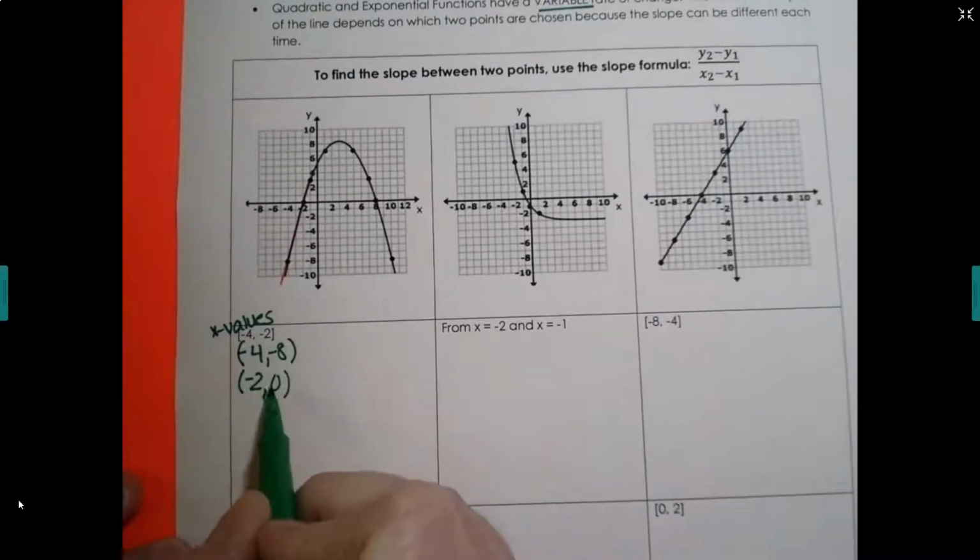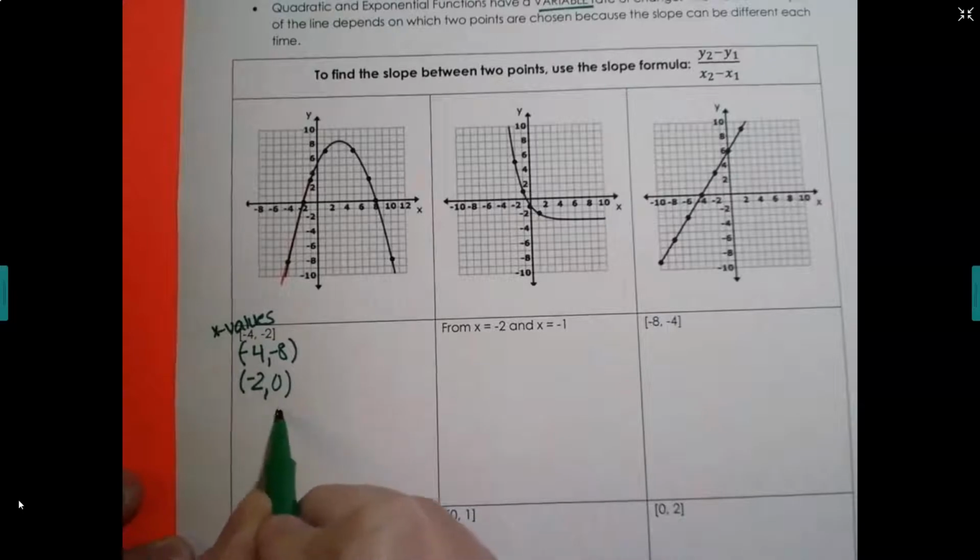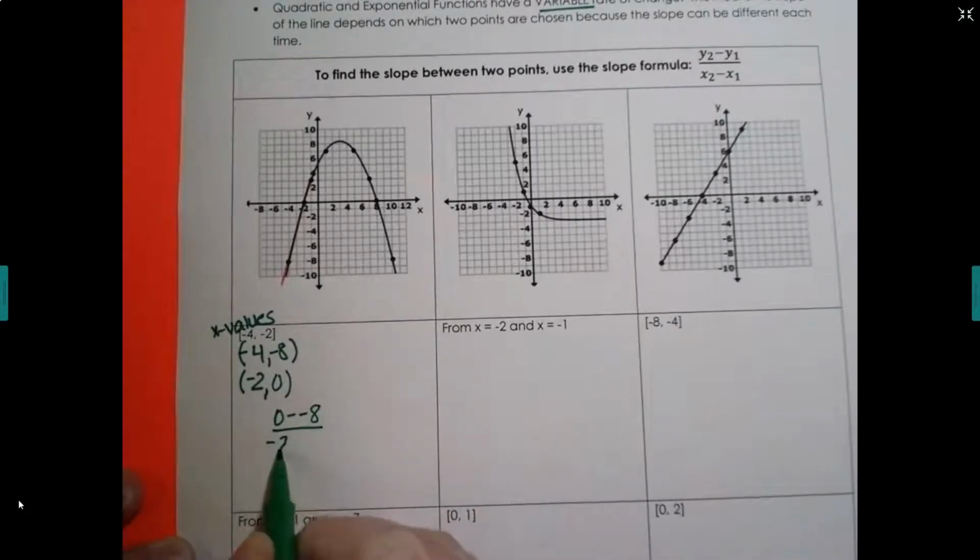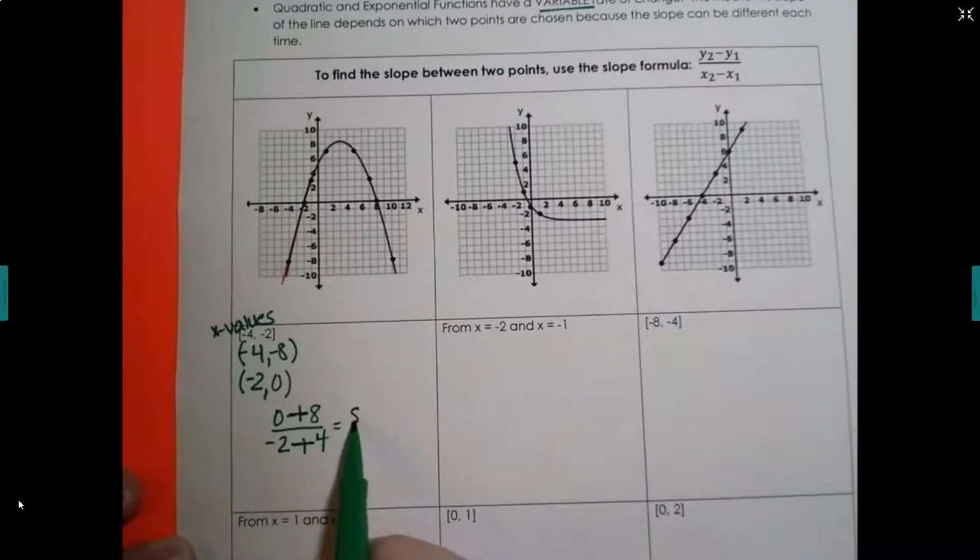Well, let's go ahead and try calculating it. So we get 0 minus -8 divided by -2 minus -4. We get the double negatives, which we've talked about, turns into positives. And 0 plus 8 is 8. -2 plus 4 is 2. So we're going to get a slope of +4 between those 2 points.